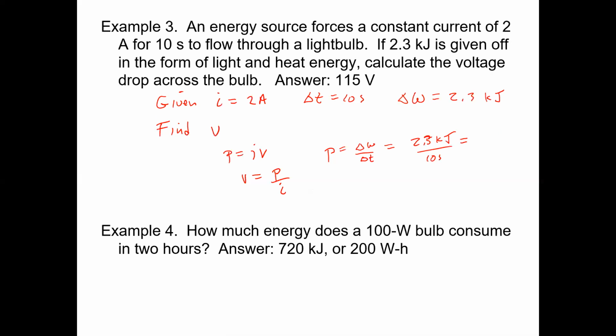I have 2.3 kilojoules, or just 2,300 joules, right? So that gives us 230 what? Joules per second, and a joule per second is a what? It's a watt, 230 watts. And that equals 2 amps times V, right? So therefore, V equals 230 over 2, or 115 volts.